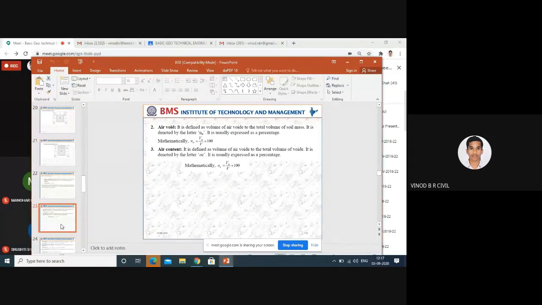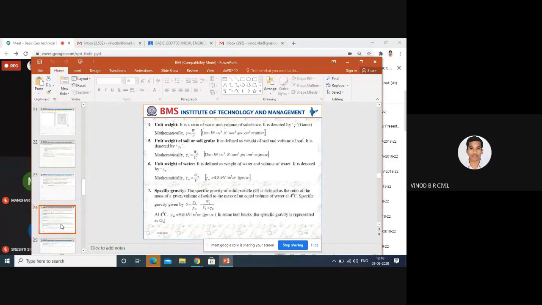And the next one is the air content. It is denoted by AC. Air content is the volume of air voids, that is Va divided by V, into 100. Here air voids and air content, both are similar. The only thing is, in some problems they will specifically ask for air voids, then you have to go for Na. In some problems they will ask for the air content, then you have to go for AC.